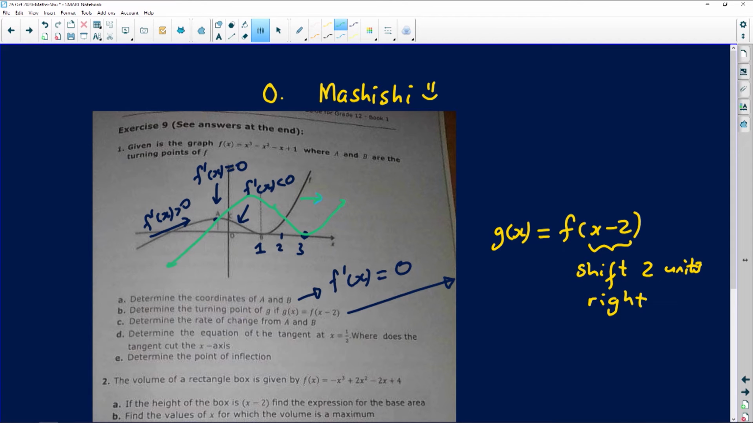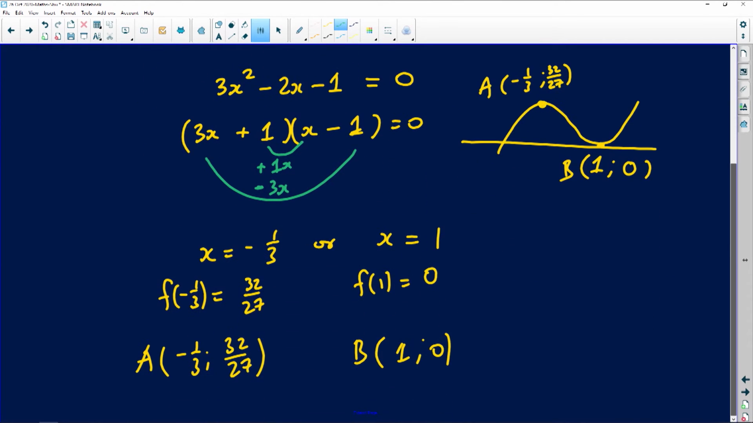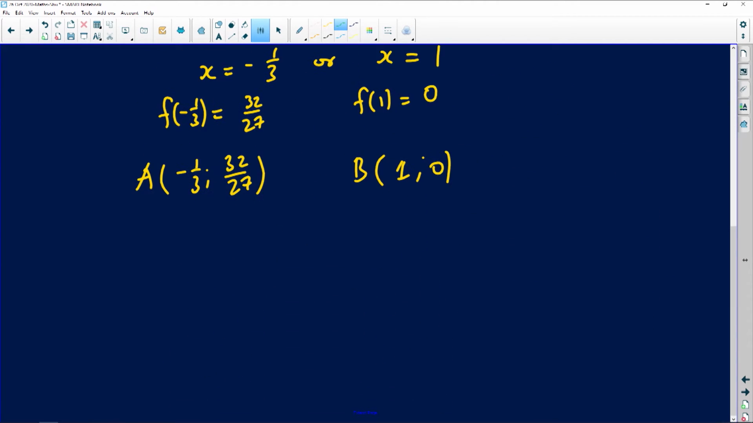How many times? Twice. That means the coordinates of the turning points are also going to move to the right twice. Everything is moving right 2 units. So if you want the coordinates of the turning point of g, I'm going to get those ones that I have from the graph of f and say, for number 2, the turning point coordinate of g is going to be on the first x value. Don't subtract, add 2. We are moving 2 units to the right. But the y coordinates do not change. They remain the same. We did not move up and down.